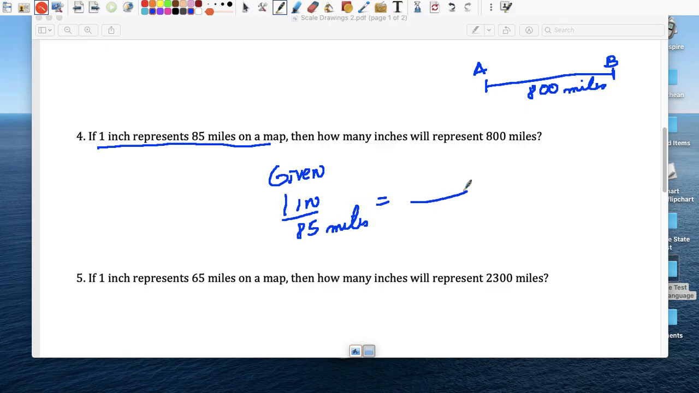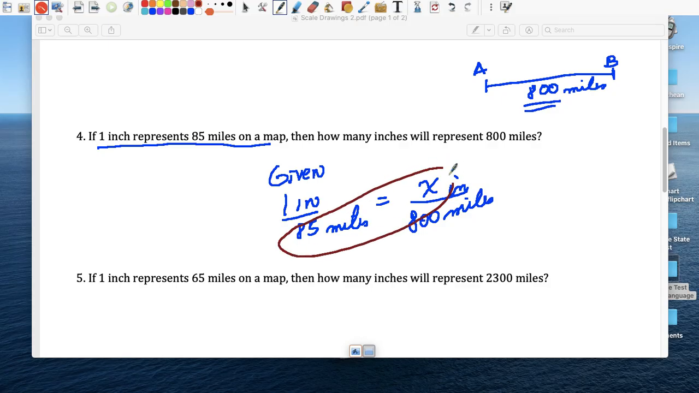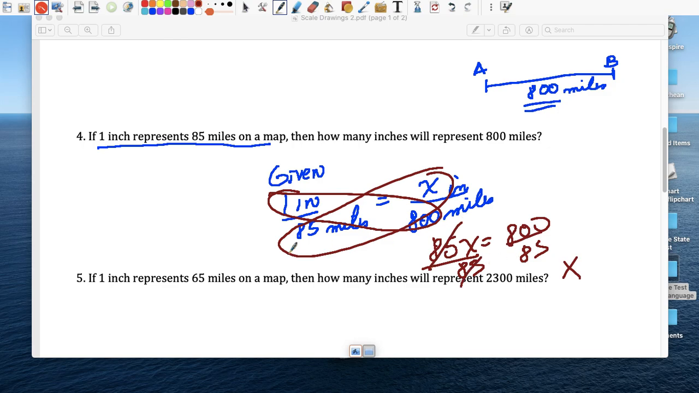On the other side, let's put inches on top, miles at the bottom. We're trying to figure out what 800 miles is. So 800 miles is equal to how many inches? Instead of a question mark, we're going to write an x and cross multiply. 85 times x is 85x. 1 times 800 is 800. We're going to divide both sides by 85. This simplifies to 1, and 800 divided by 85 equals 9.41 inches, rounded. So on our map, this 800 miles in real life would be represented by 9.41 inches.